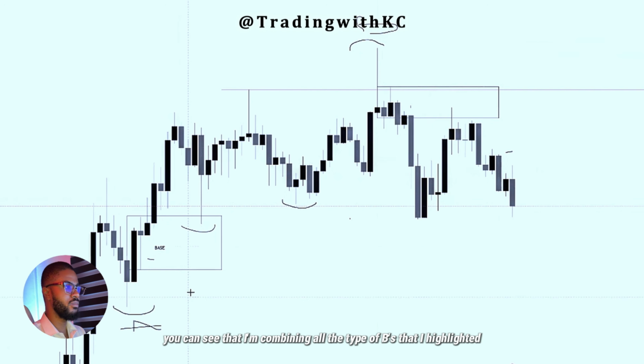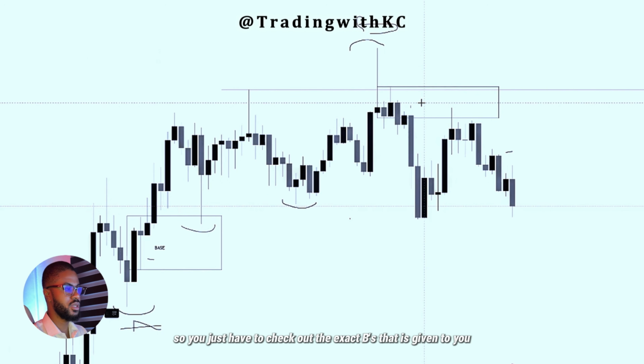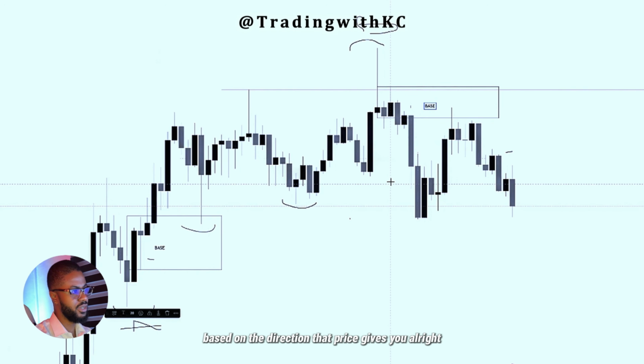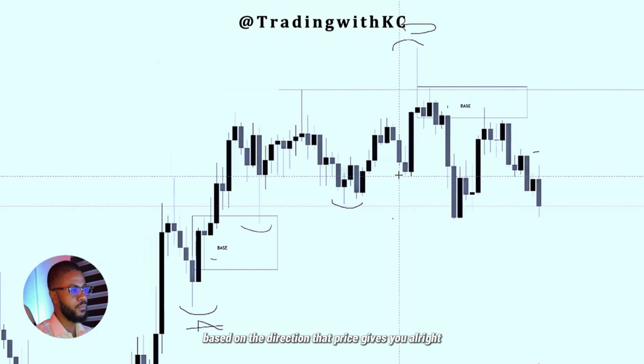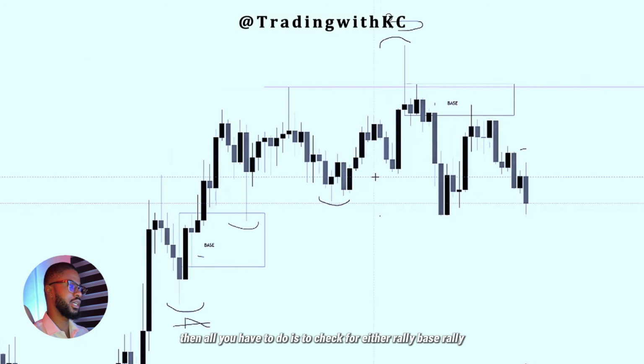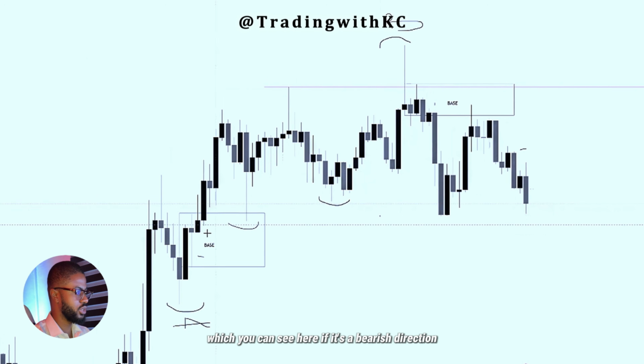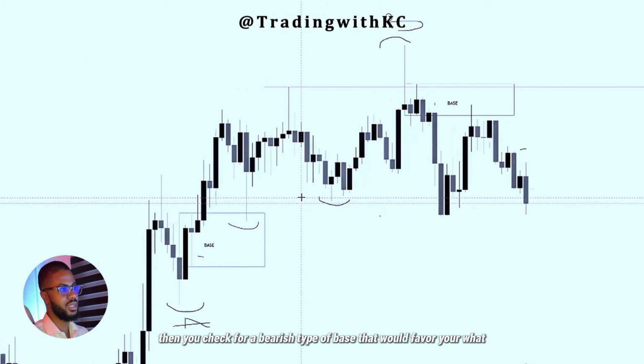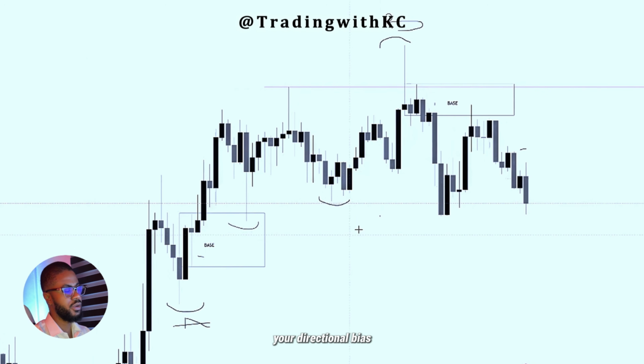You can see that I'm combining all the types of base that I highlighted for you guys. So you just have to check out the exact base that is given to you based on the direction that price gives you, right? So if it's a bullish bias, then all you have to do is to check for either rally base rally, which you can see here. If it's a bearish direction, then you check for a bearish type of base that will favor your directional bias.